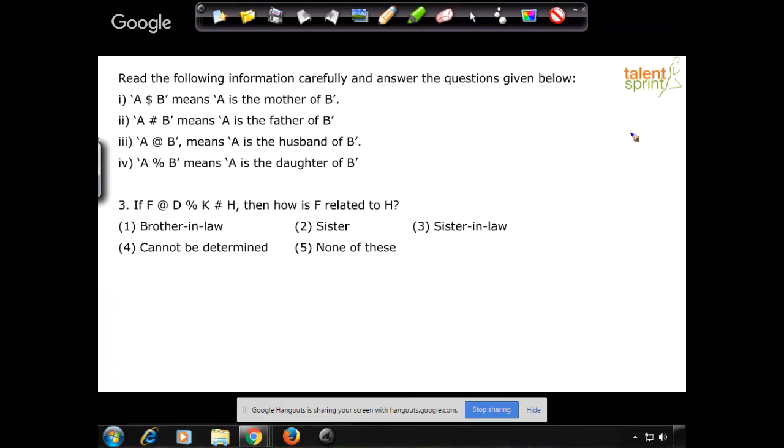I will just read out the expression for you. F at the rate D, D percentage K, K hashtag H. I'm repeating once again. F at the rate D, D percentage K, K hashtag H. Take 30 to 40 seconds, try and solve this question on your own, after which we will discuss this question. Okay, I am waiting for some answers to appear on my chat screen.